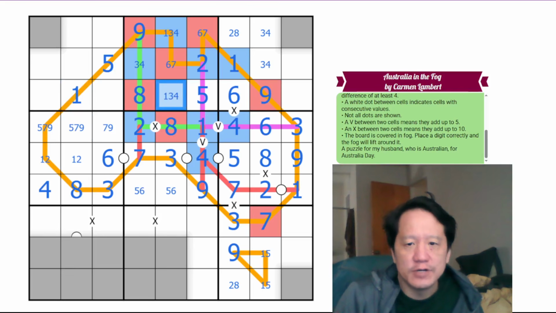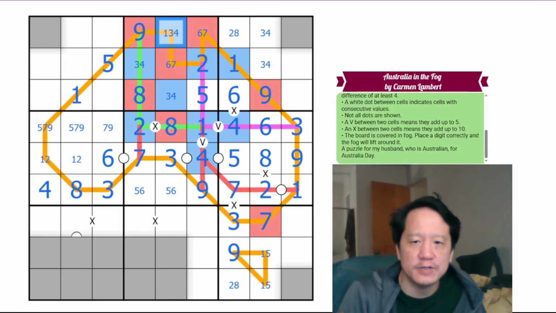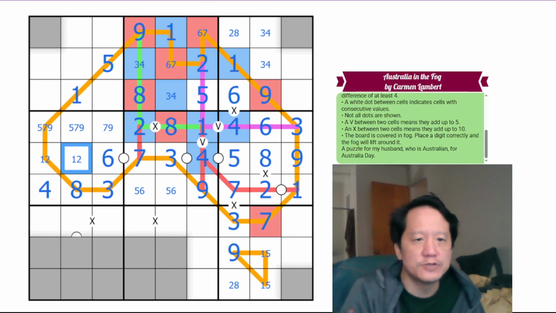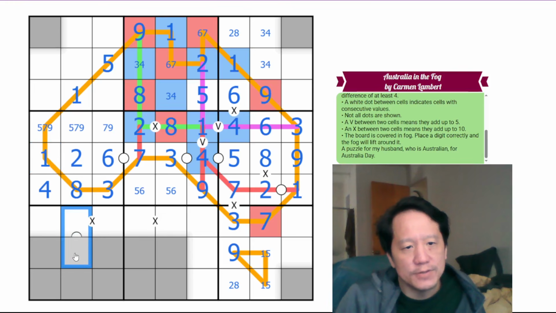1 eliminates 1 here. Where is the 1 in this upper central box? It has to be here. So this is 1 there. Okay. 1 eliminates 1 here, so this is 2, which makes this 1. These digits are consecutive.